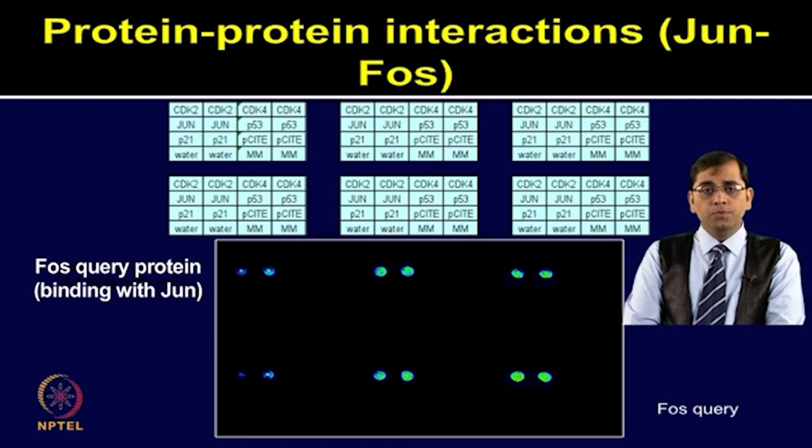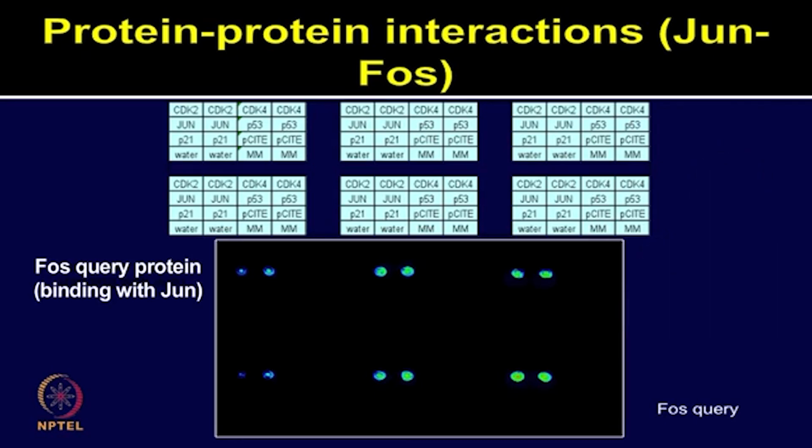Now, if we want to study the Jun and Fos protein interaction, you can use Fos as a query protein. It will bind to the Jun protein spot, and therefore 2 spots of Jun will light up, as you can see in the slide. So, in all 6 blocks, there are duplicates of Jun proteins which are interacting with Fos protein, and so Jun-Fos protein interactions can be established by using the protein microarray system.